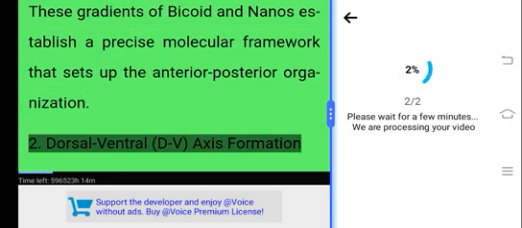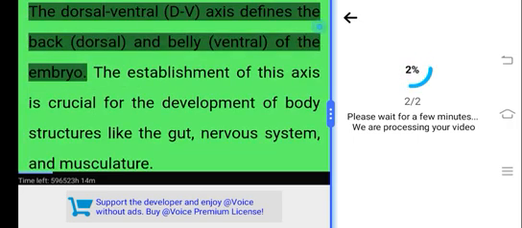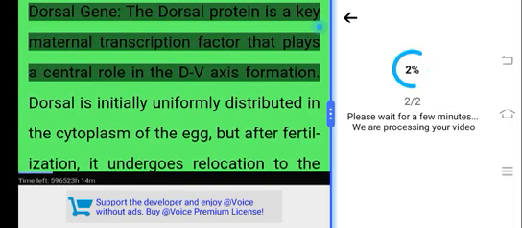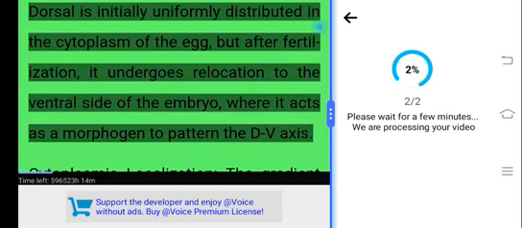2. Dorsal-ventral (DV) axis formation. The dorsal-ventral (DV) axis defines the back (dorsal) and belly (ventral) of the embryo. The establishment of this axis is crucial for the development of body structures like the gut, nervous system, and musculature. Dorsal gene: the dorsal protein is a key maternal transcription factor that plays a central role in the DV axis formation. Dorsal is initially uniformly distributed in the cytoplasm of the egg, but after fertilization, it undergoes relocation to the ventral side of the embryo, where it acts as a morphogen to pattern the DV axis.